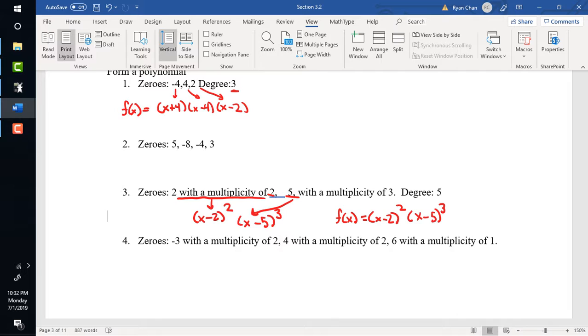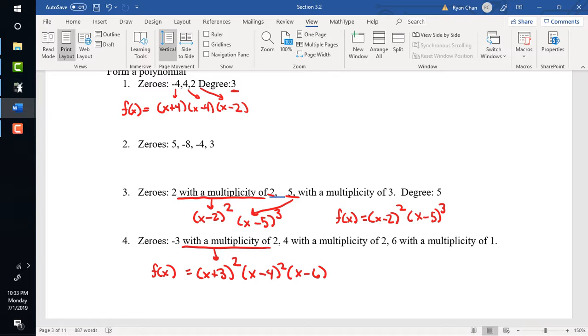Okay, let's look at one last one. Negative 3 with a multiplicity of 2. So I change my signs. It'll become x plus 3. Remember, your 0 is opposite of your factor. Multiplicity is square. 4 with a multiplicity of 2, so it'll be x minus 4 squared. And then 6 with a multiplicity of 1, that'll just be x minus 6. If I have a multiplicity of 1, I won't have to put an exponent on top. You can do x minus 6 to the 1, but it's a little bit redundant. It's not wrong, but it's generally not necessary because remember, x to the first is just itself.